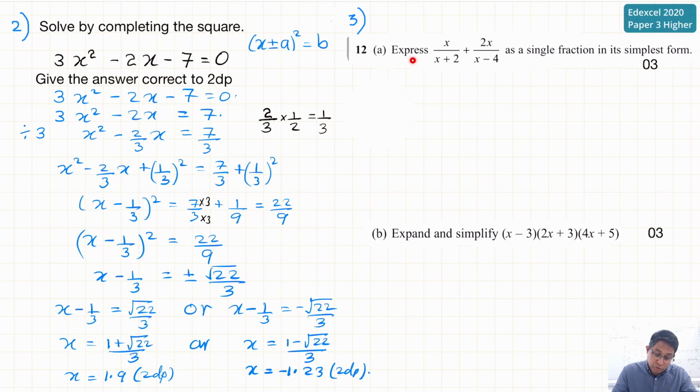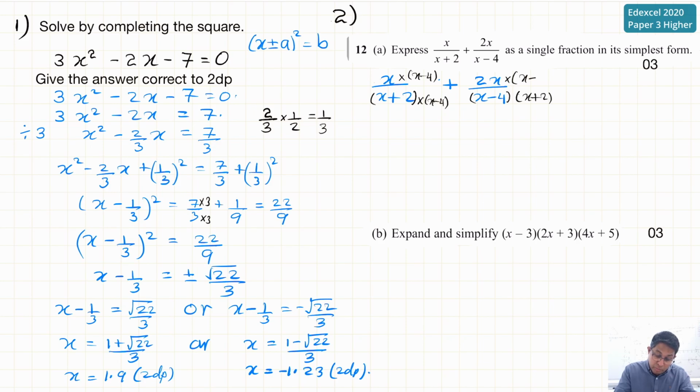Part A, they ask you to express this expression as a single fraction in its simplest form. Basically, you need to simplify this fraction. When you add algebraic fractions, you need a common denominator. As you have linear denominators here, the common denominator should be x plus 2 times x minus 4. I'm going to times this fraction by x minus 4, denominator and numerator. I'm going to times this fraction, denominator by x plus 2, and do the same thing to the numerator.